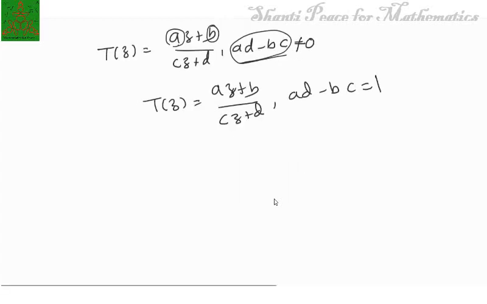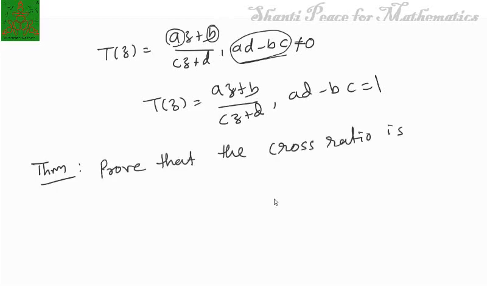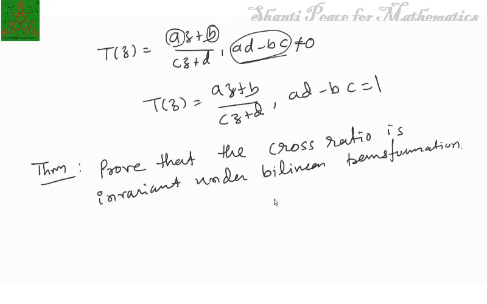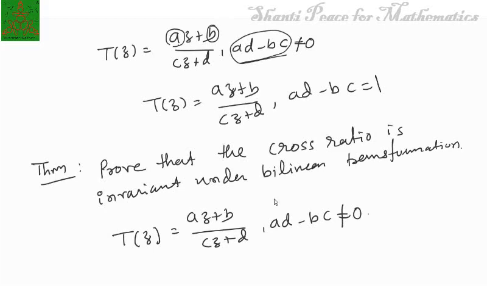Now we have defined the cross ratio, and from this cross ratio we have a very good theorem. It says that the cross ratio is invariant under bilinear transformation. That means we have to prove that the cross ratio is invariant under bilinear transformation. Invariant means it is not changing. Let us start by considering the bilinear transformation T of z is equal to az plus b upon cz plus d, where ad minus bc is not equal to 0. As we have discussed, I am just considering this is equal to 1.